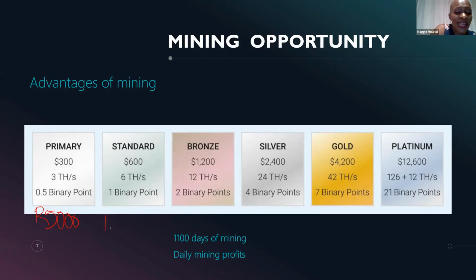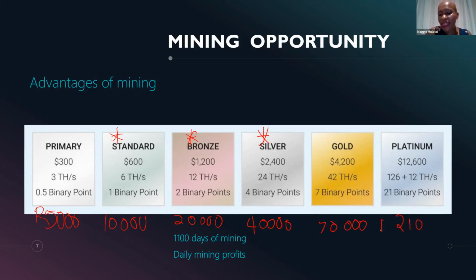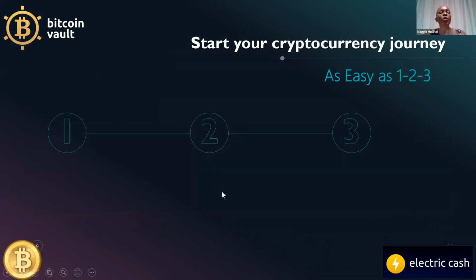And then the next will be about 10,000 rands. Bronze is 20,000 rands. Silver is about 40,000 rands. And then the gold is actually a combination of your standard, your bronze, and your silver, which is about 70,000 rands at the moment. And then your platinum is about 210,000 rands. That is how much you are looking at when you decide to mine with Mining City. Okay, if you want more about this, you can engage with me and I'll let you know how to get started on that one.